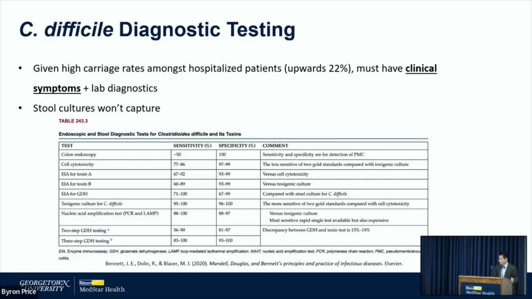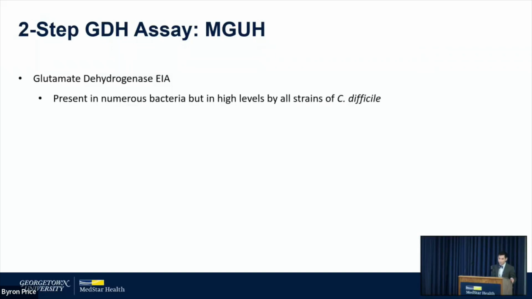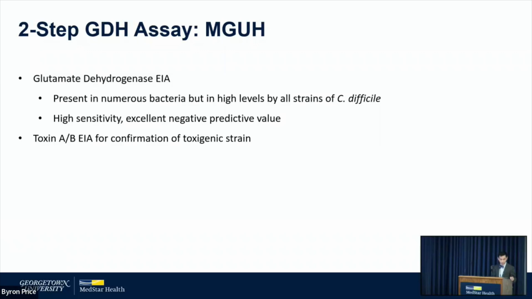And there's a variety of tests. I'm not going to go through all of these, but we'll target the one we use here at Georgetown, which is the two-step GDH assay. So what is this test? The initial screening is a glutamate dehydrogenase EIA. Glutamate dehydrogenase is an enzyme. It's present in a lot of bacteria, but at very, very high levels in all strains of C. diff. That's important. So both toxigenic and non-toxigenic strains. So it has very good sensitivity and excellent negative predictive value.